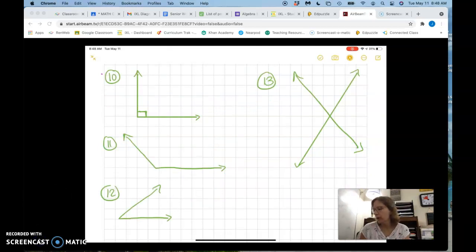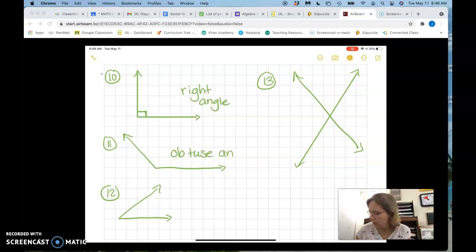So number 10, what kind of angle is that? Yes, right angle. Number 11. Obtuse angle. Good. 12 is acute. That's correct. And 13 is right angle. Oh. No. 13 is a little bit tricky. Perpendicular.